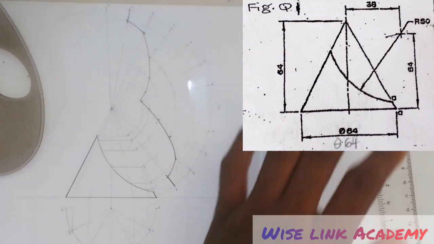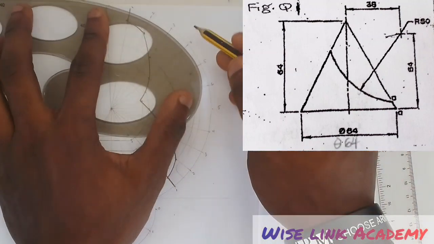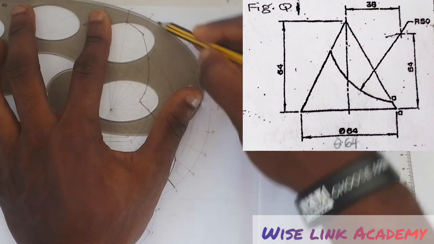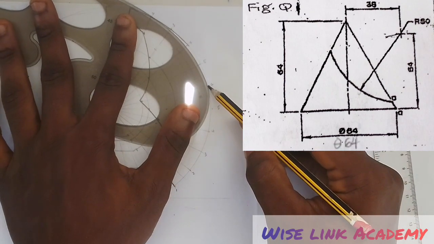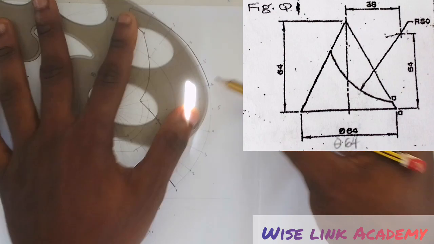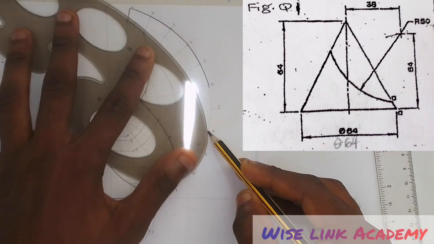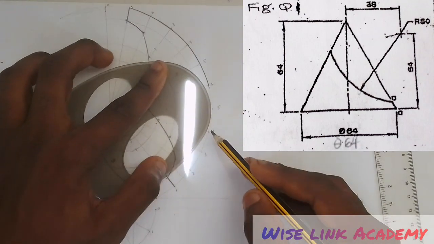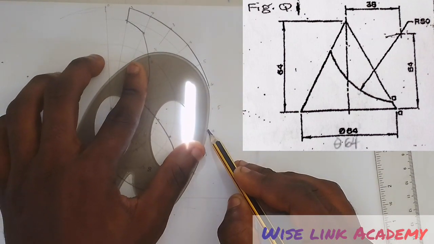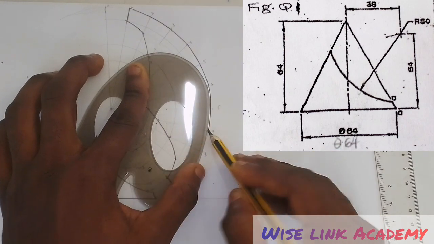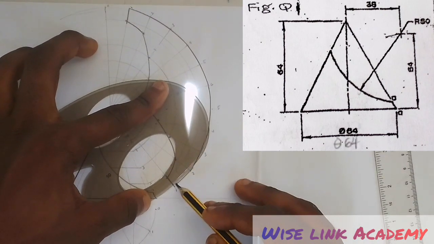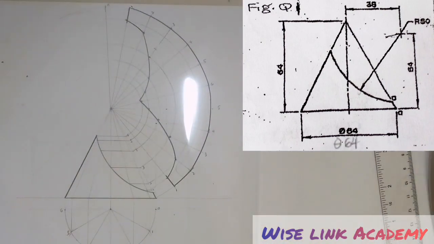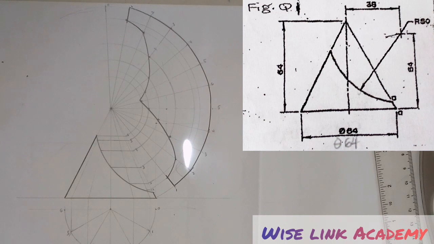So the next thing for me to do now is to take my French curve and join all this part. So 1, 4, can you see that? This one this way. Take it this way, right, and close them up finally this way. So I'll be having this. This is my development of what you're seeing now.